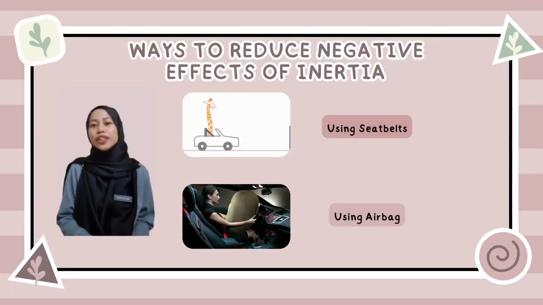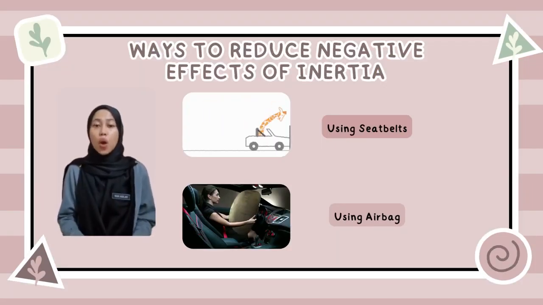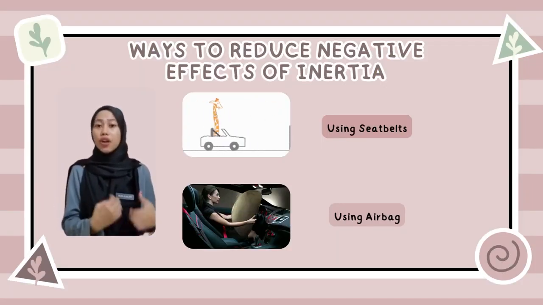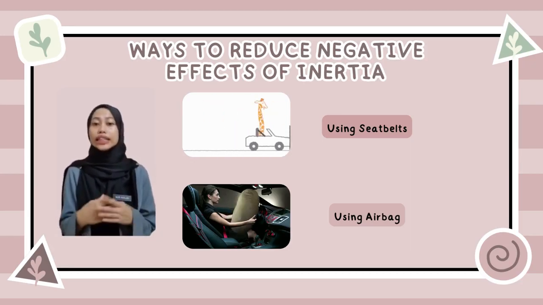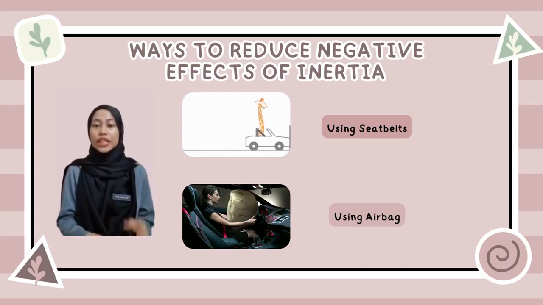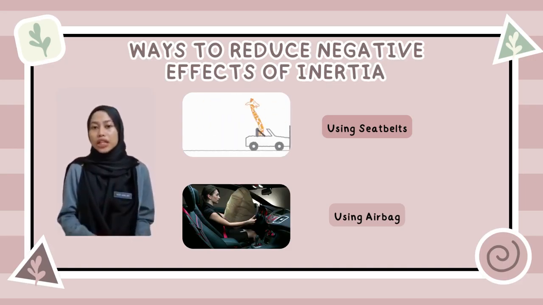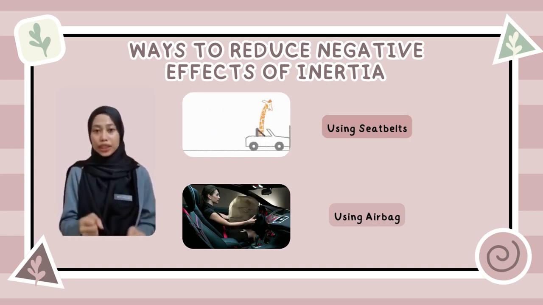Here are some ways to reduce the negative effect of inertia. As you can see, the giraffe wears a seat belt. What is the function of a seat belt? A seat belt prevents them from being thrown forward and hurting the driver. The next way to reduce the negative effect of inertia is using an airbag. The function of an airbag is to prevent the driver from hitting the steering wheel.